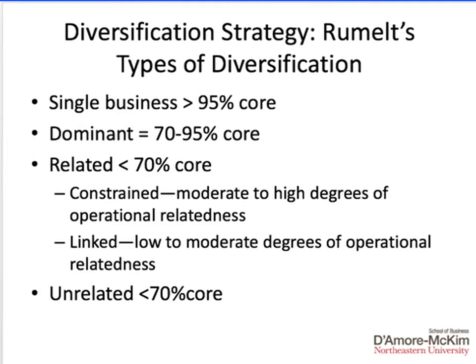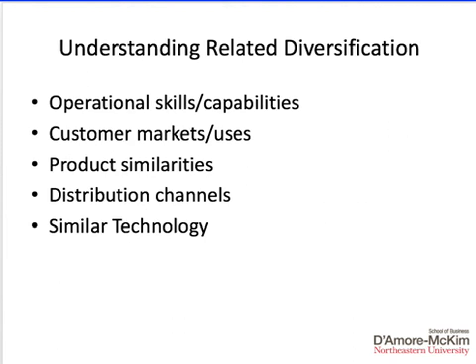And within related diversified firms, we want to think about the extent of that relatedness, whether it's related constrained or related linked. To better understand this relatedness, we want to think about how two industries might be related, and how a firm that operates in these two industries might generate additional value. First, if we're operating in two industries, industry A and industry B, are there operational skills or capabilities that are shared across those industries? So, for example, if I'm Apple and I manufacture a computer and a tablet, there might be skills in manufacturing both of those electronics that I can share across them, which will generate additional value.